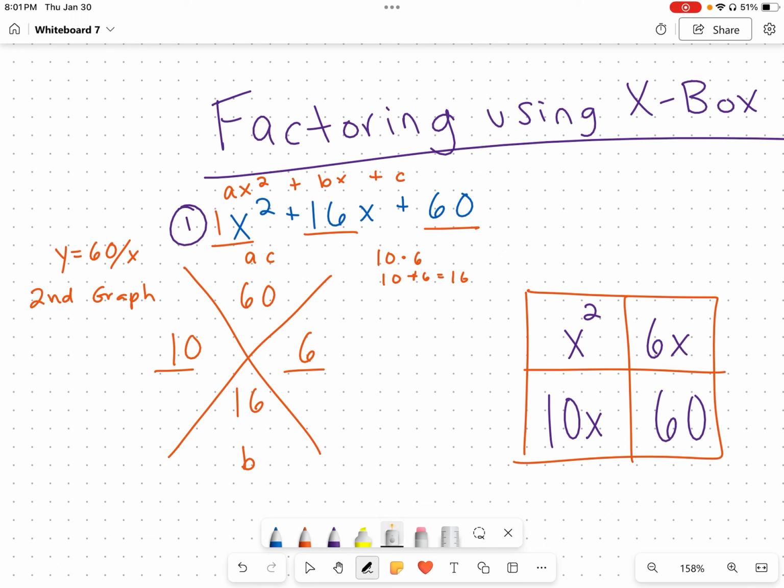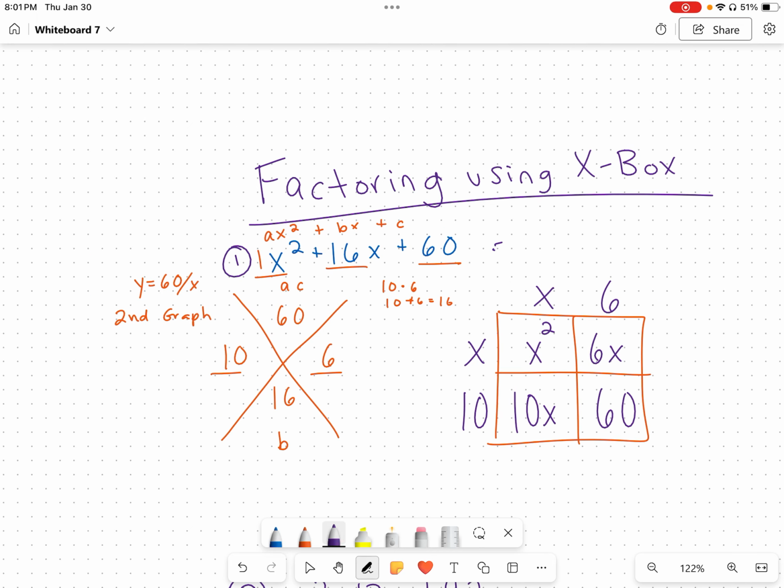So the only way to get x squared is by doing x times x. So this is x and this is x. Then I think x times what here is going to give me 6x, and it is 6. Then what times x gives me 10x, and it is 10. And just make sure that your last term comes out right. 10 times 6 is 60. So yes, it comes out correct. So our solution is x plus 6 times x plus 10.